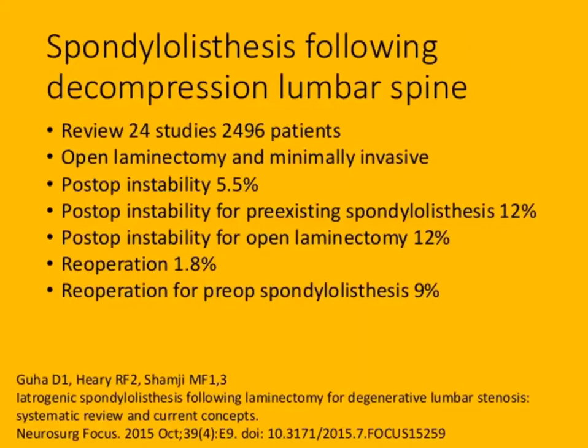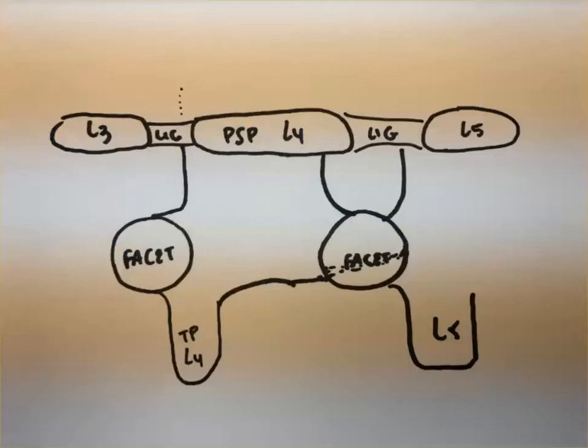And this is just another article. I pulled this up last year. It was a meta-analysis of spondylolisthesis following decompression. Post-op instability was 5%, and about 12% for open laminectomy. So it's the same as Hopkins. This is from Neurosurgical Focus 2015. So I just wanted to show you guys how I think is the best way to do decompression without destabilizing.